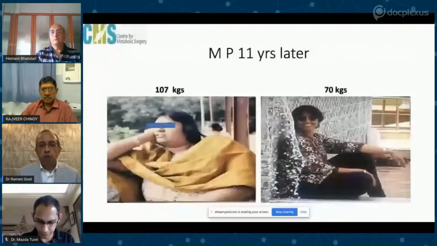I'll just show you one slide of a patient whose identity has been hidden. We operated her somewhere in 2009. She was 107 kgs, and even after 11 years, and she actively exercises, she's maintaining her weight almost 40 kg less, and is absolutely fit.